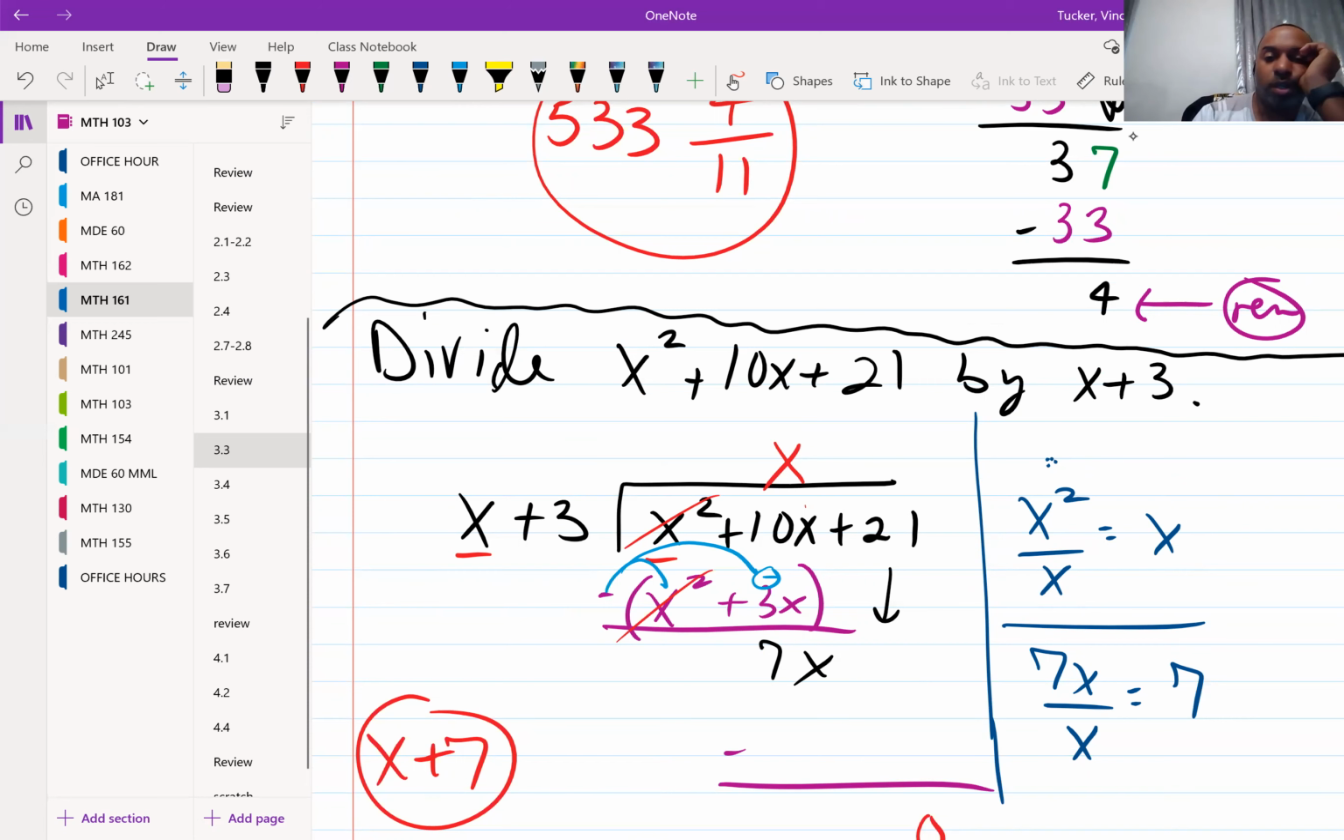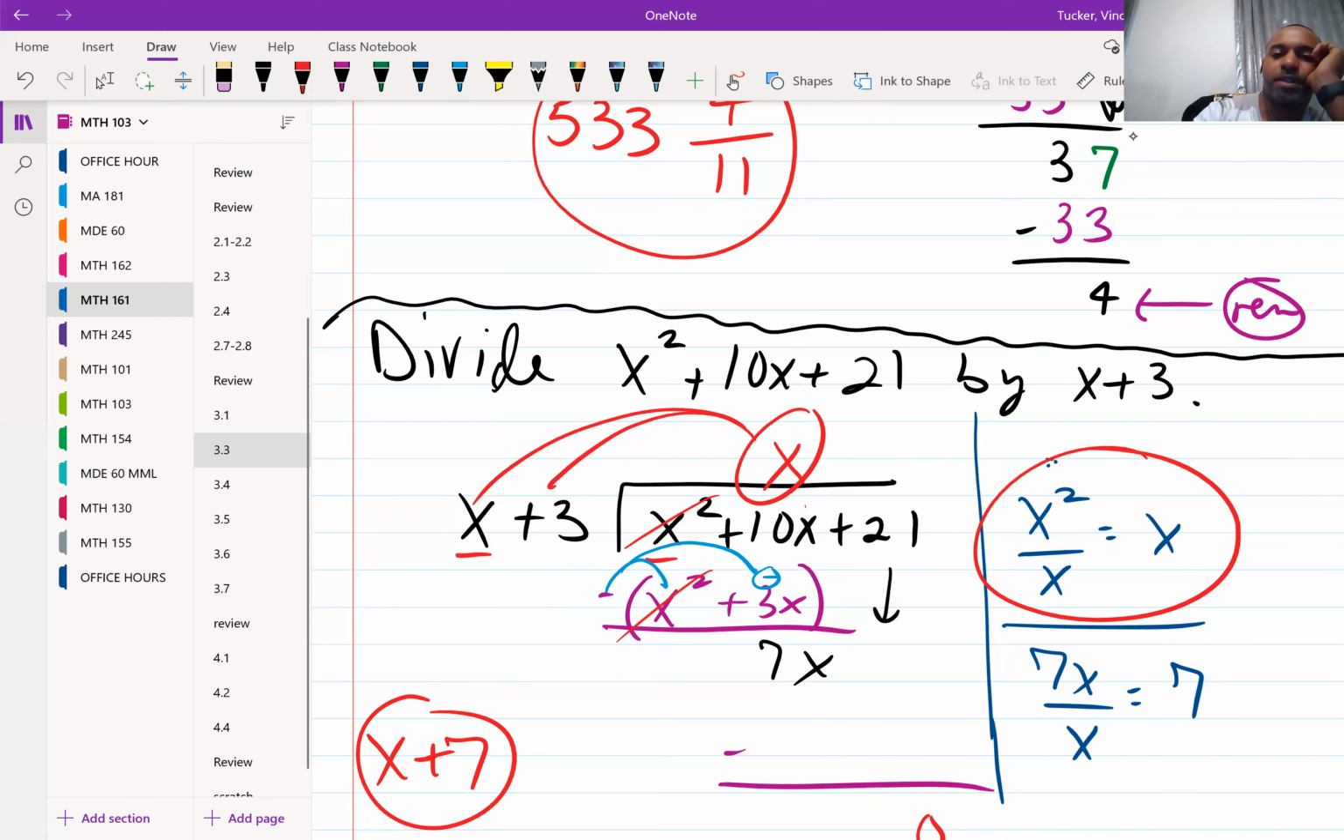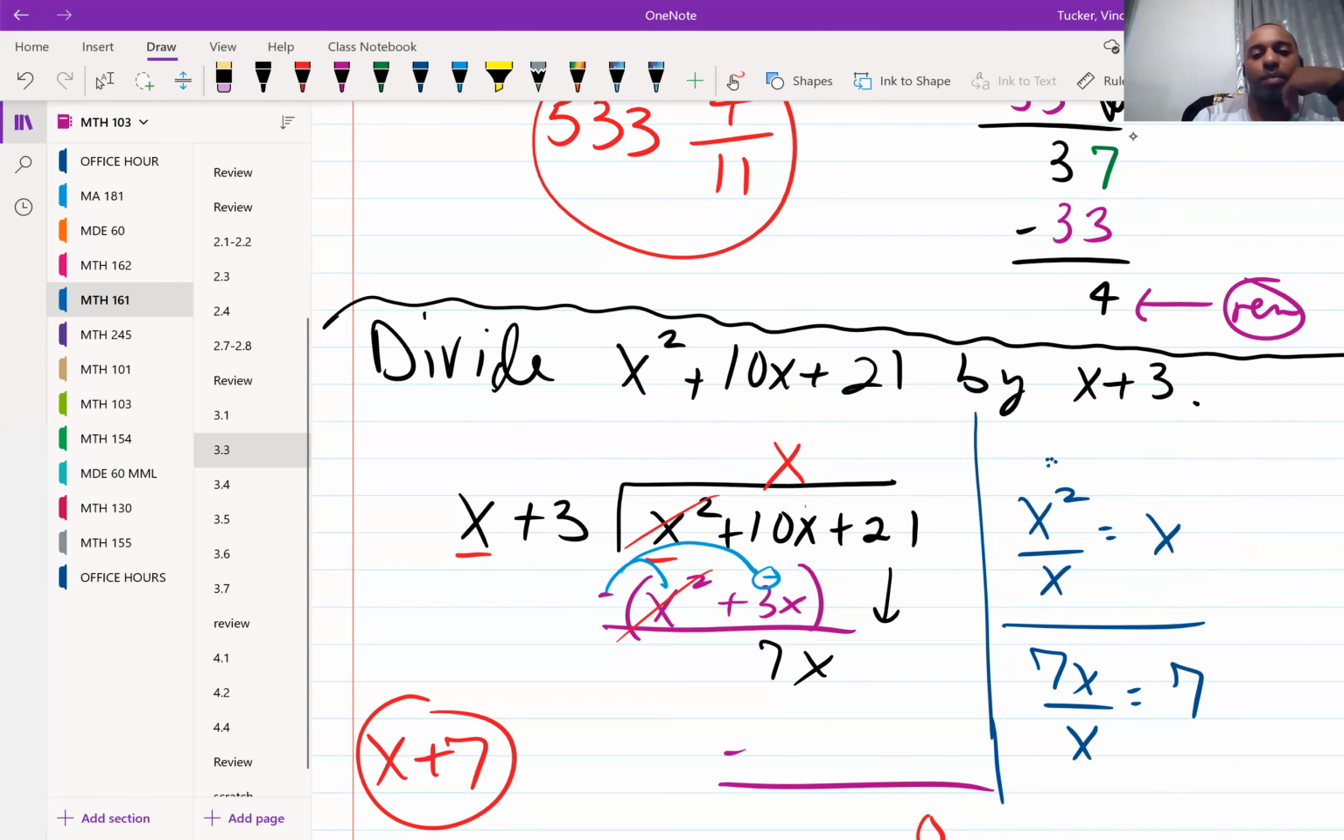All right, make sure we're okay with the process. You look at the first terms, you figure out what you're going to have as the first part of your answer. And you take that and multiply it to both terms out here. And that gives you x squared plus 3x. Distribute the negative. And now you have 10x minus 3x, which is 7x.